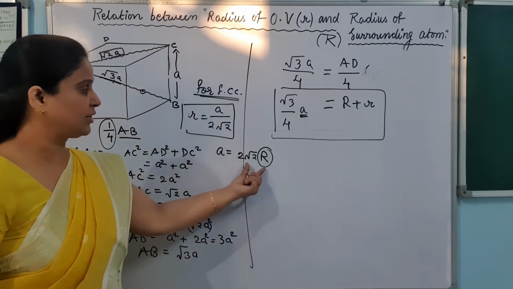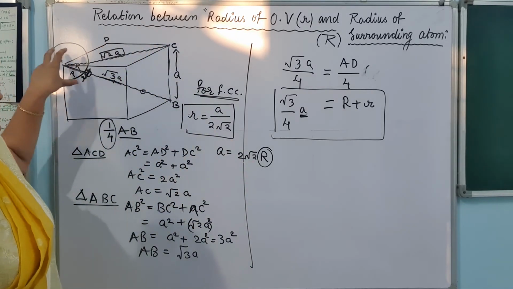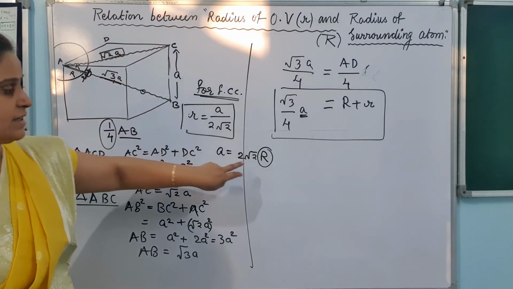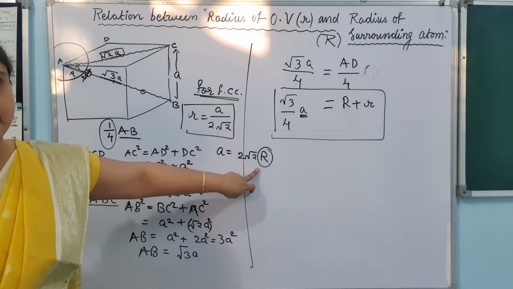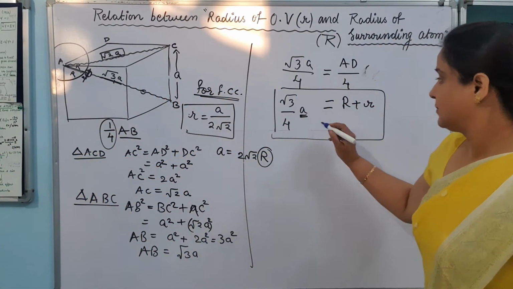Capital R I am taking because what is the edge? The edge is made up by the atoms. These are the bigger atoms, right? The edge will be made by the corner atoms. That is why I am taking capital R. Okay, so I am starting from capital R equals.